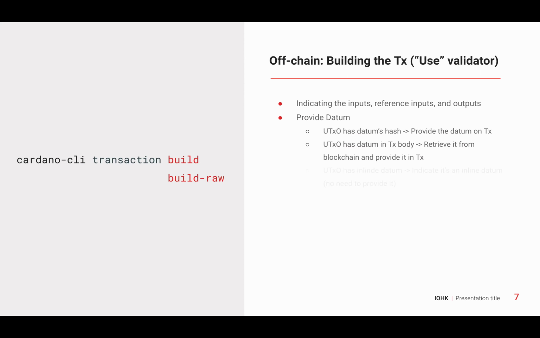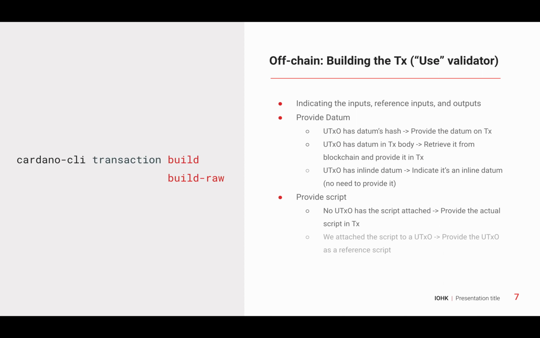And finally, if the UTXO has the datum as an inline datum, we only need to indicate that that's the case and the script will have access to it. Providing the script is a similar story. If we didn't attach the script to a UTXO, we have to have some off-chain way of knowing the script so we can provide it in the transaction. Same as when we only have the datum's hash.